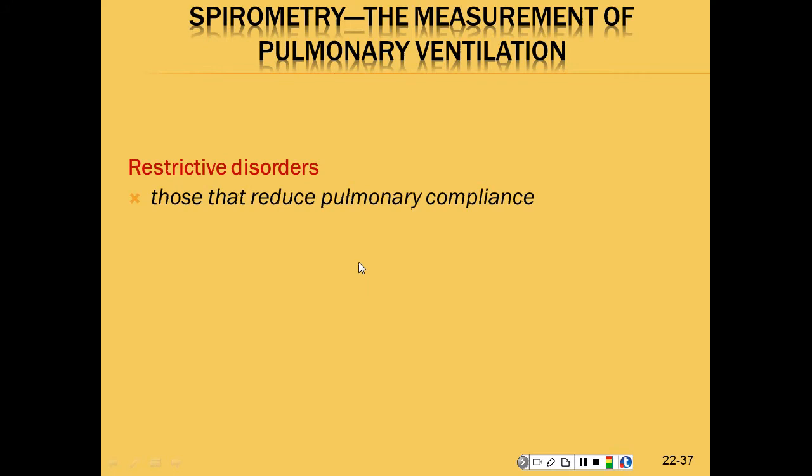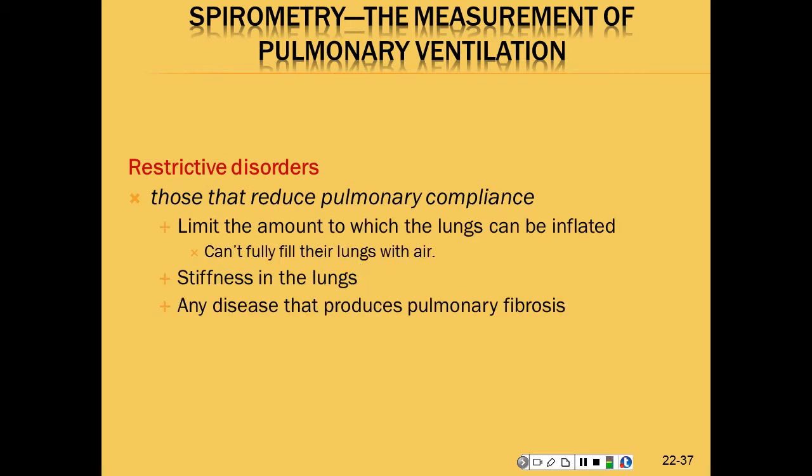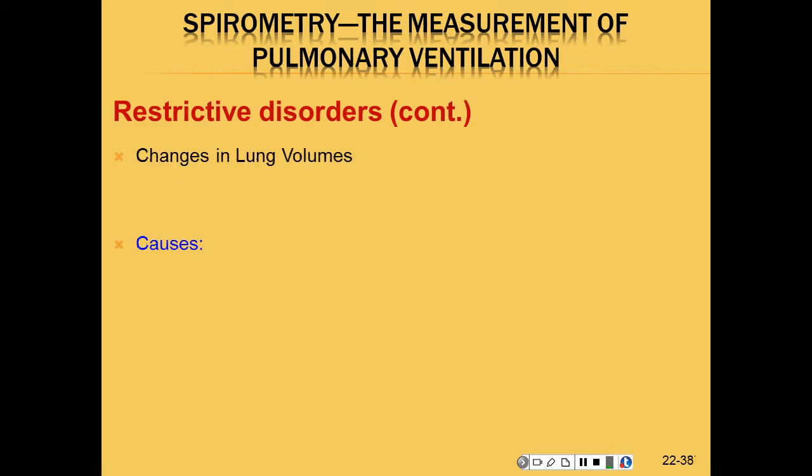Okay, so now we are looking at the various disorders. We have restrictive disorders. Those are those that reduce the pulmonary compliance. Now that's going to limit the amount to which the air can be inhaled. It's going to limit how much air you can actually bring in, because the lungs are not expanding as much as they're supposed to expand, and they can't fill up with air enough. So there's going to be stiffness in the lungs and any disease that produces pulmonary fibrosis.